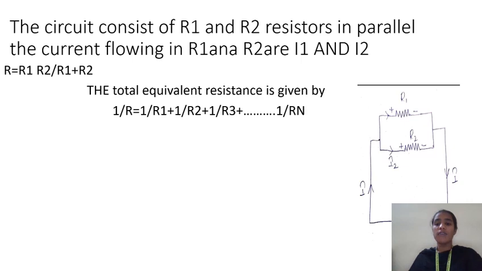We can see R1 and R2 resistors. The current flows through the R1 and R2 resistors. We can see the equation R = R1 R2 / (R1 + R2). The total equivalent resistance is given by 1/R = 1/R1 + 1/R2 + 1/R3, and so on.